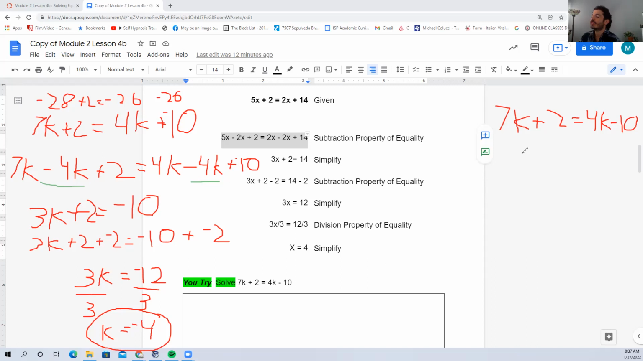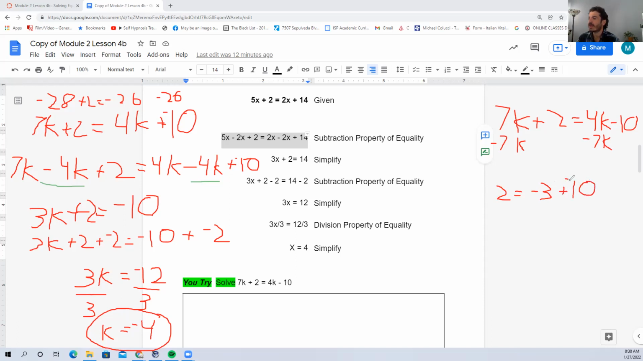Okay, so just so I can show you, I'm going to do this vertically because oftentimes you'll see things modeled this way. If I subtract 7k from both sides here, this becomes a 0 because of the subtraction property of equality. I'm left with 2 on the left-hand side. 4 minus 7, if I think of this as plus a negative, is going to be -3k minus 10.